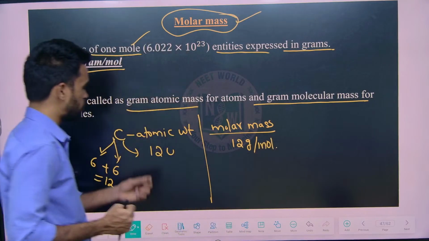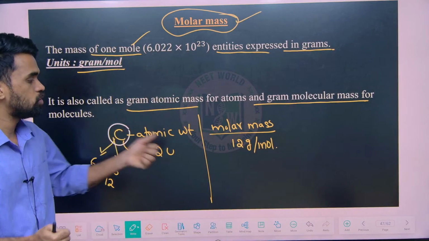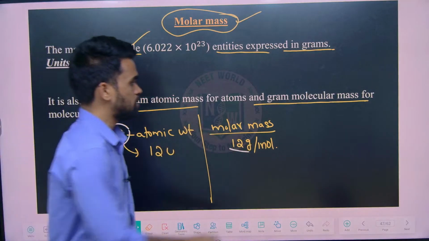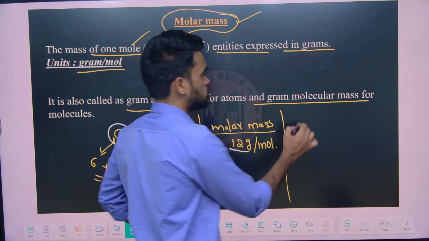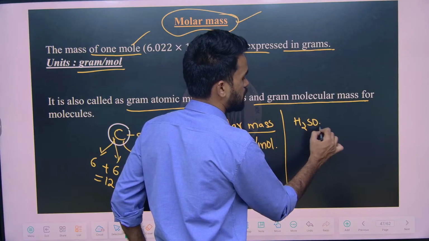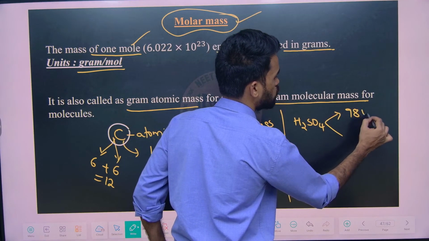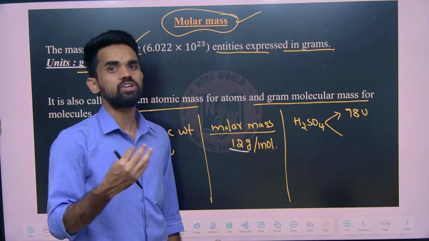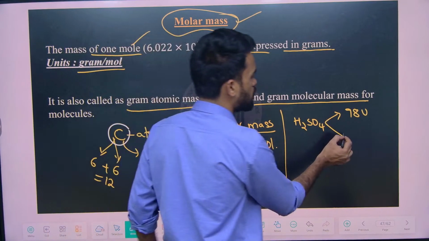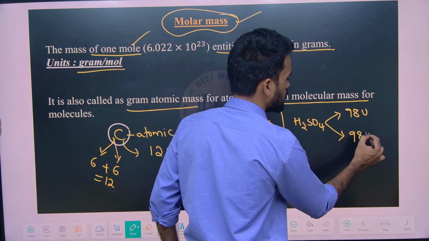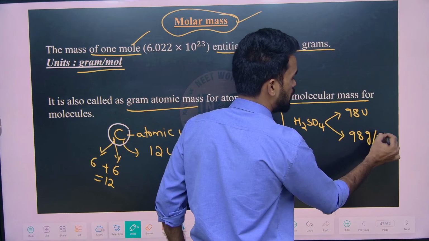If you take 1 mole of this carbon substance, you are going to get it as 12 grams. Similar to this, anything you take. Sulfuric acid we calculated previously, just 10 minutes back. How much did you get? 98 AMUs as its atomic weight. Its molar mass is also the same number, 98 gram per mole.